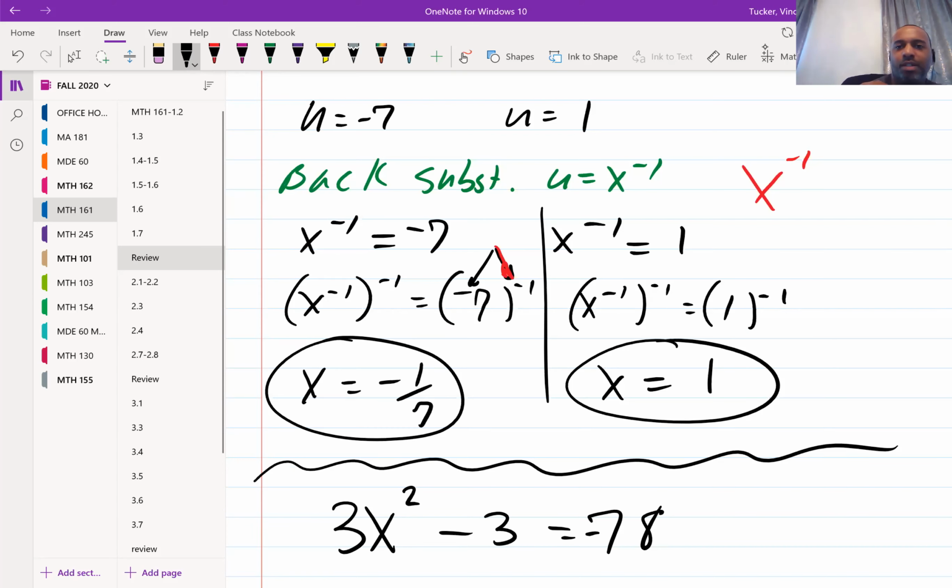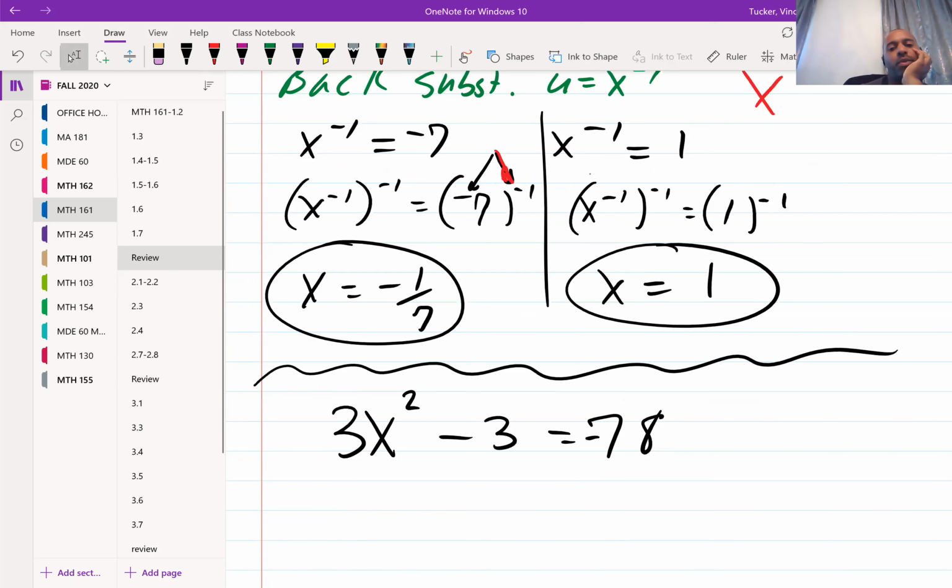Okay. All right. So we have 3x² - 3 equal to -78. So first thing we'll do, we're trying to solve for x. So we need to get x by itself. So we want to isolate that x. First thing we can do is add 3 to both sides.